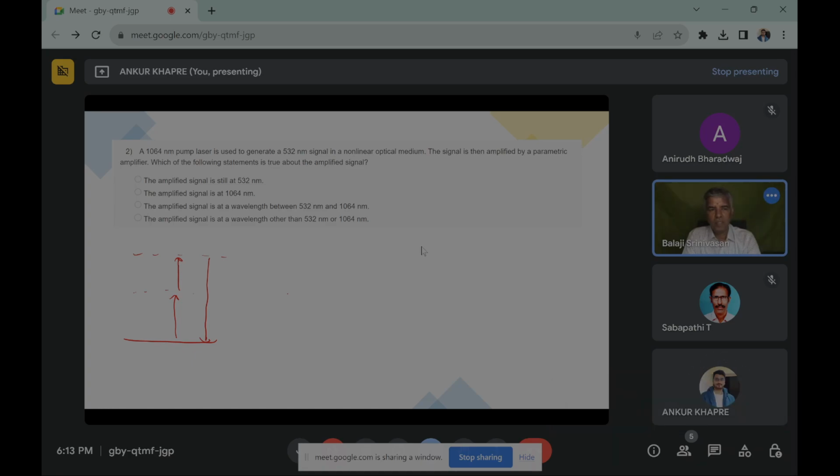Look at this. Don't worry about 1064. You have already generated 532. So that 532 nanometer is what is actually entering this parametric amplifier. What does amplification mean? What radiation will still undergo that amplification? That's what you have to look at.